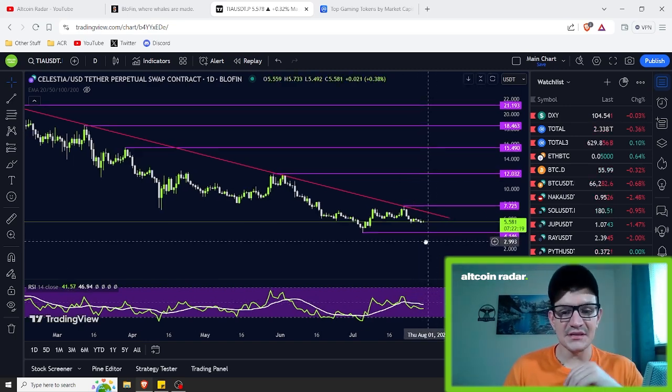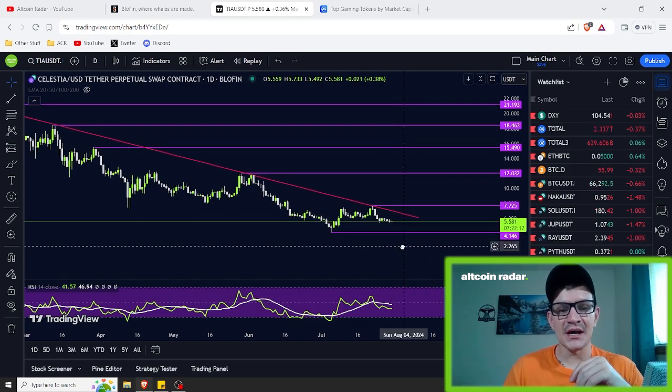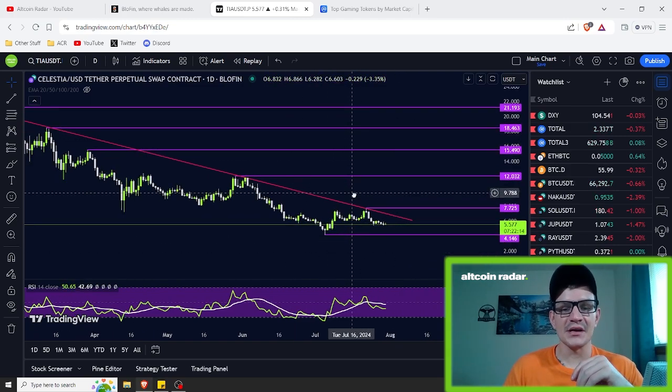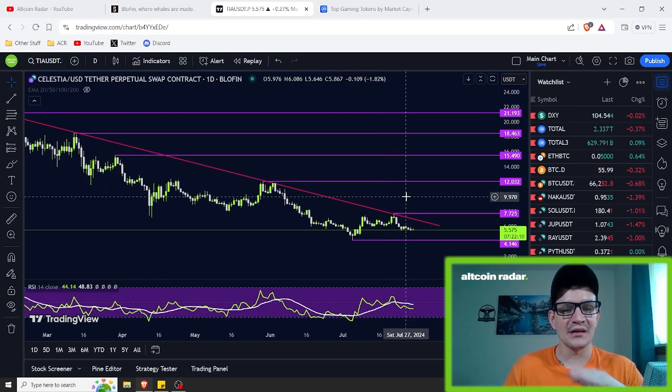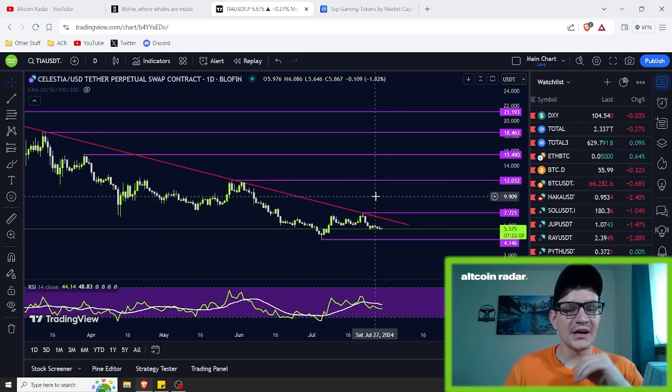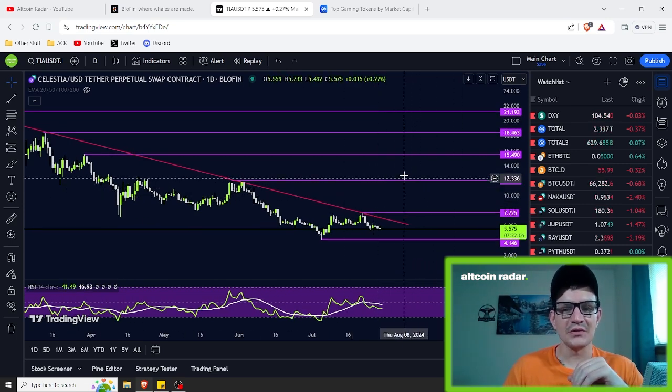We are going to start needing to see some positive inflows coming into TIA in order to start moving back up to the upside. Now, the level that I personally see as a good solid level to start feeling bullish on is if we can reach this $12 level once again.